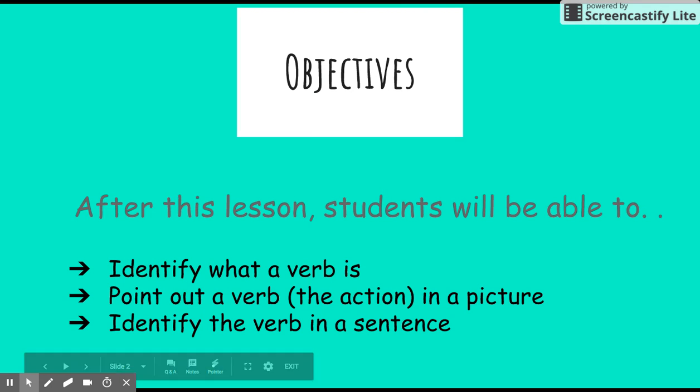Today, we are going to be talking about verbs. After we get done with this lesson today, you'll be able to identify what a verb is, and you should be able to give me examples on a spelling test when we do that. You'll be able to point out a verb in a picture when we go through our stories or really any books that you'd read. And you will also be able to find the verb in a sentence when you're reading or when you're doing sentences or anything like that.